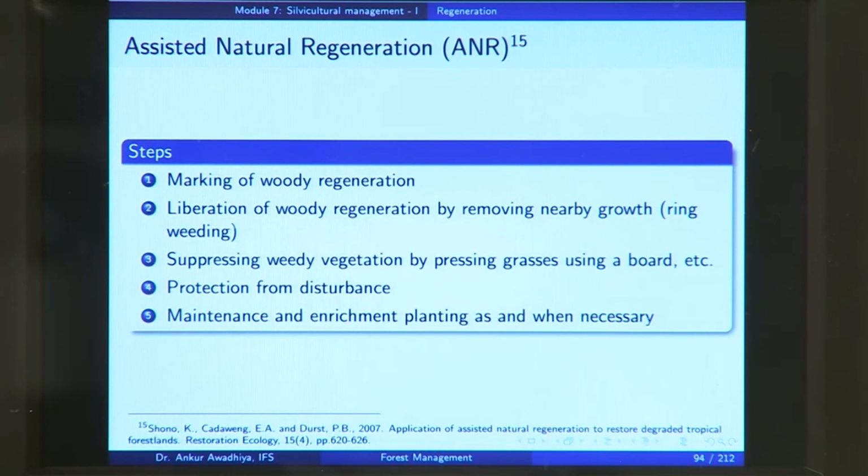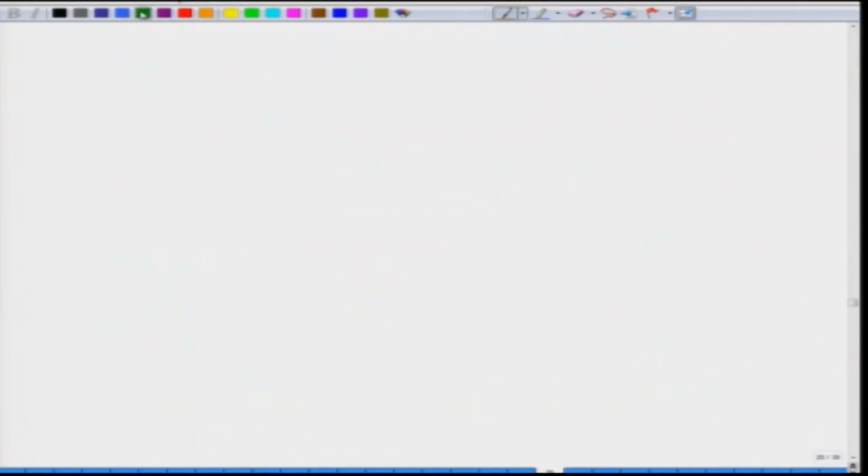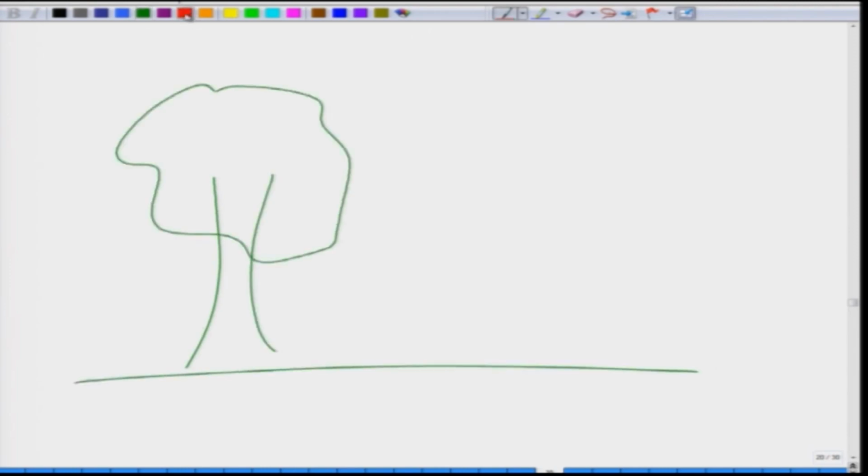So, what are the steps in ANR? The first thing is that you do a marking of the woody regeneration, and then you liberate the woody regeneration by removing the nearby growth, also through a process called ring weeding. So, what you are doing here is that you had this mother tree that produced these seeds, and these seeds are now there on the ground, and they have given out the seedlings at these locations.